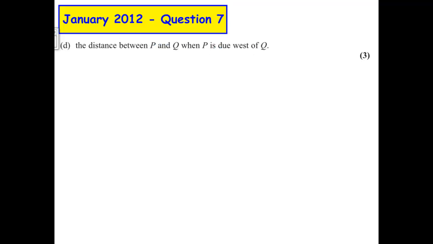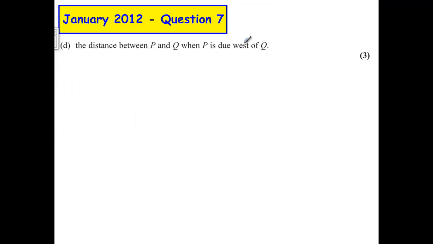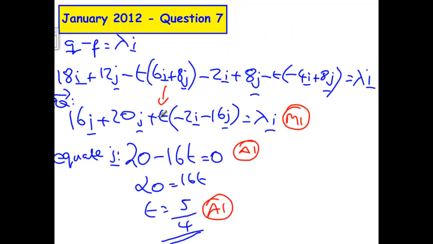So part C of the question would like the distance between P and Q when P is due west of Q. I know that when P is due west of Q, my time t is equal to 5/4. This is what I worked out earlier. So taking my general expression for P to Q, which was 16I plus 20J plus t times minus 2I minus 16J, it's just here, my general expression for P to Q.